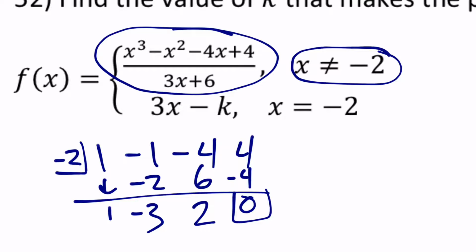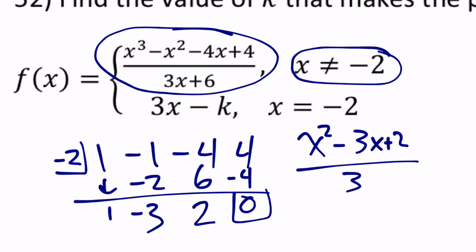You're left with x squared minus 3x plus 2 in the numerator, and you are left with a 3 in the denominator from that 3 right there. 3 times x minus 2 gives you 3x plus 6.